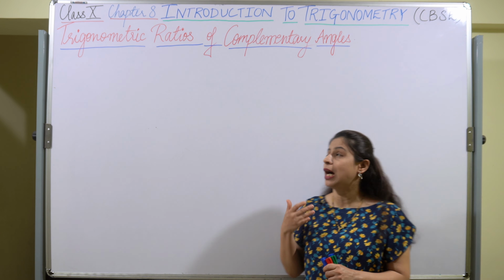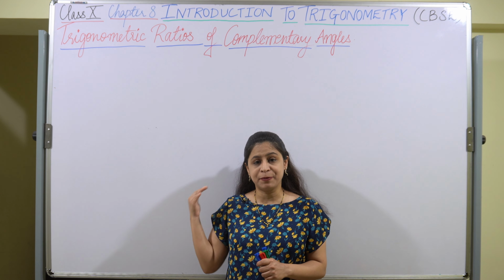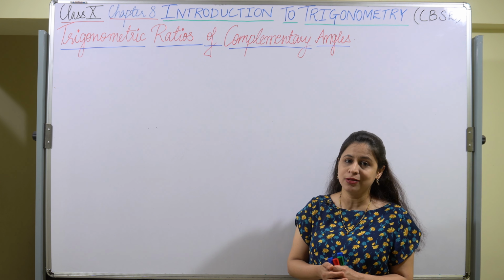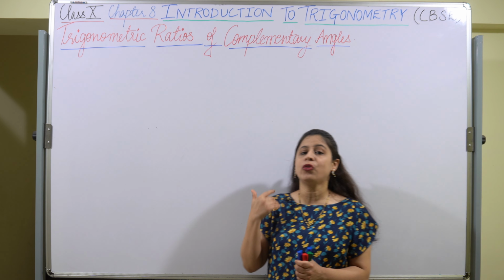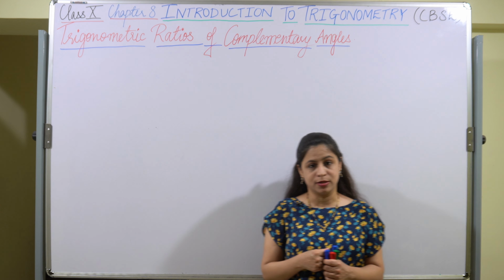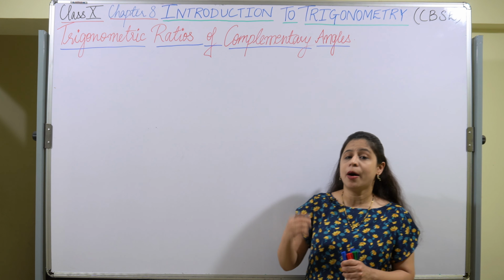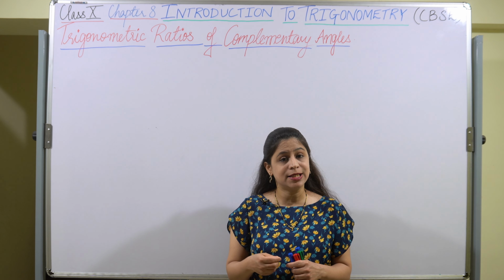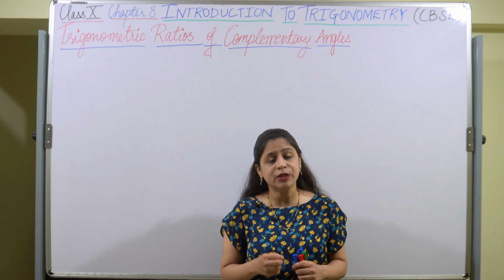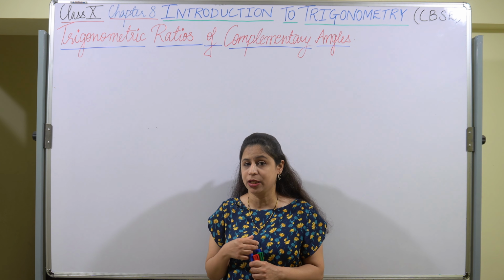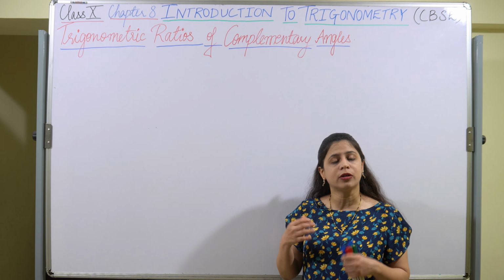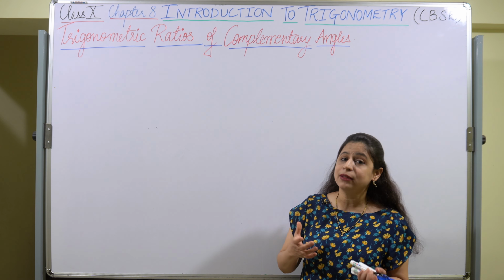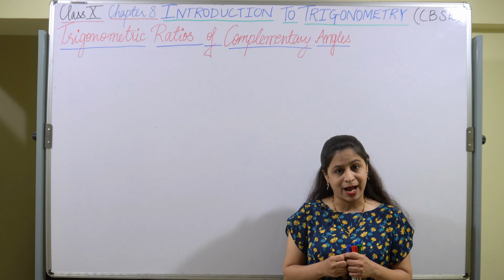So let us start with another topic of chapter 8 of class 10 students. The topic is trigonometric ratios of complementary angles. We have already discussed the trigonometric ratios of some specific angles such as 0 degrees, 90 degrees, 45 degrees, 60 degrees and 30 degrees. Now let us understand what are complementary angles and the trigonometric ratios of the complementary angles.